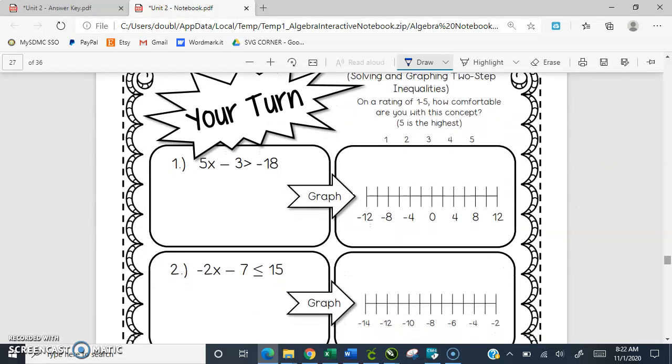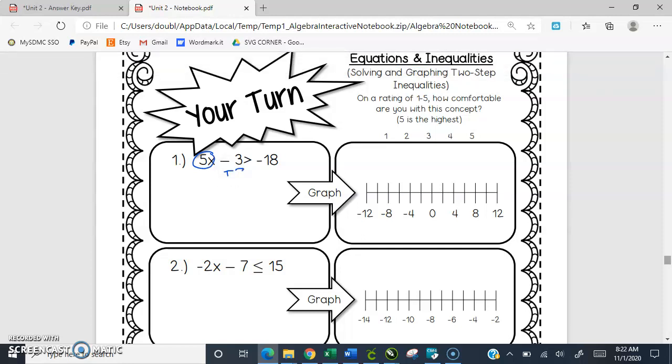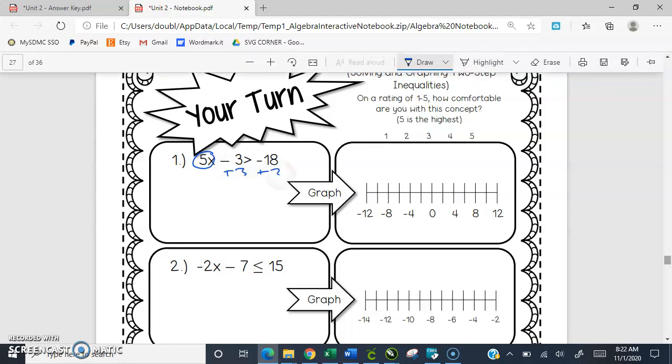So let's go to our 3 questions. Let's try to hurry up and fit them in before the time runs out. So we got 5x minus 3 is greater than negative 18. So what we want to do is get that 5x by itself. So we have to add 3 to both sides.